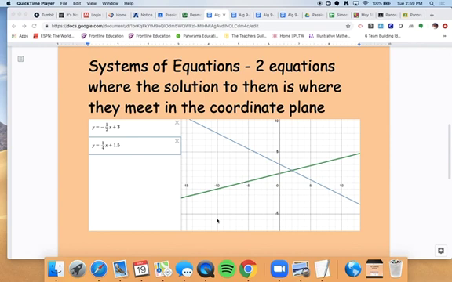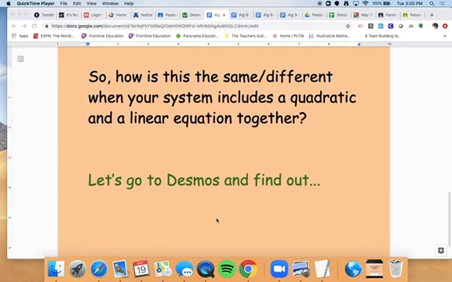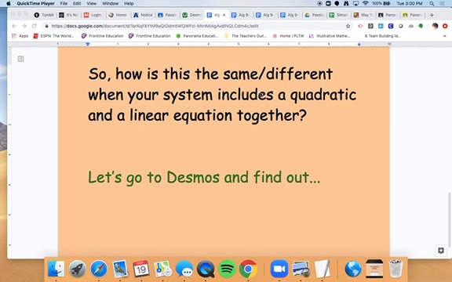So what we're going to do is look at the same kind of situation, but apply that to quadratics, all right? So how is this the same or different when your system includes a quadratic and a linear equation together? Well, it's the same in the sense that where they meet is obviously going to be solutions, but we're going to have some different things going on.